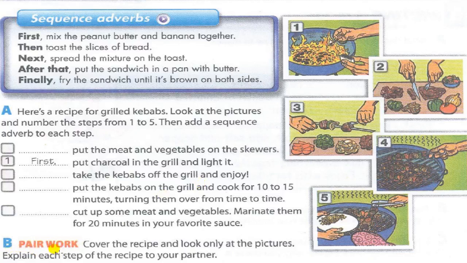B. Pair work. Cover the recipe and look only at the pictures. Explain each step of the picture to your partner. So, can you tell your friend how to cook the kebabs? By looking only at the pictures. This is pair work. You are going to do it, you and your friend.